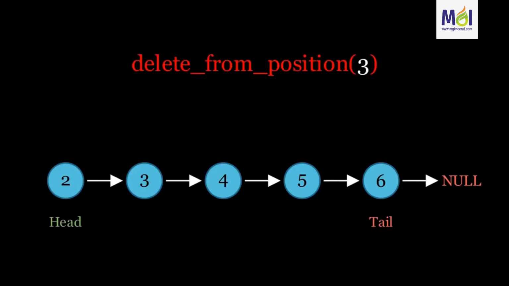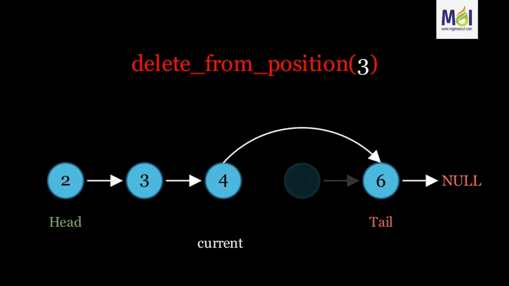Now let's say we want to delete the element at the third index. The algorithm will create the current variable and traverse the list until it reaches the node just before the target index. It will then update the next pointer of this current node to point to the node after the one to be deleted, effectively skipping the node at the third index.